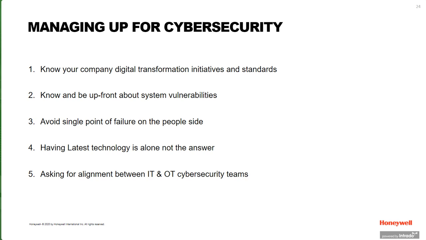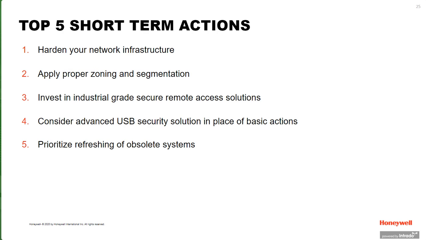And so from a short-term, top 5 things that you need to do, one is harden your network infrastructure. Look for hardening services so that you can be more cyber resilient. Apply proper zoning and segmentation so that you are zoning the different systems based on criticality, based on vulnerability, so that it makes it that much harder for an attacker to get into your system.